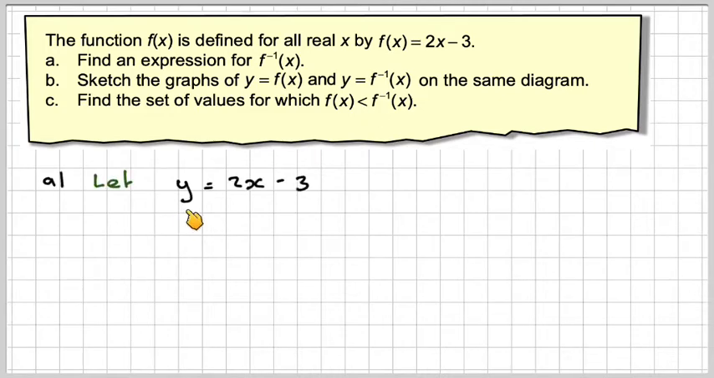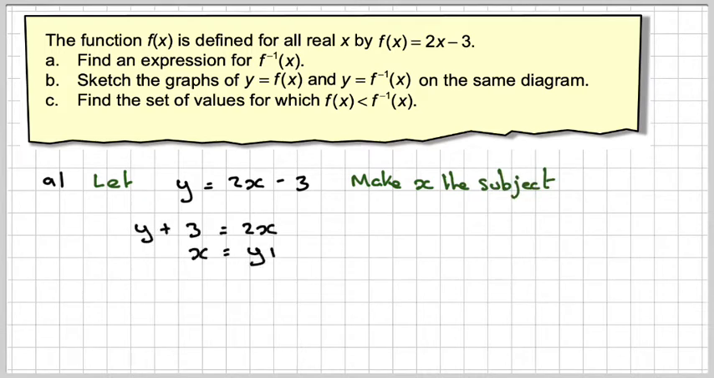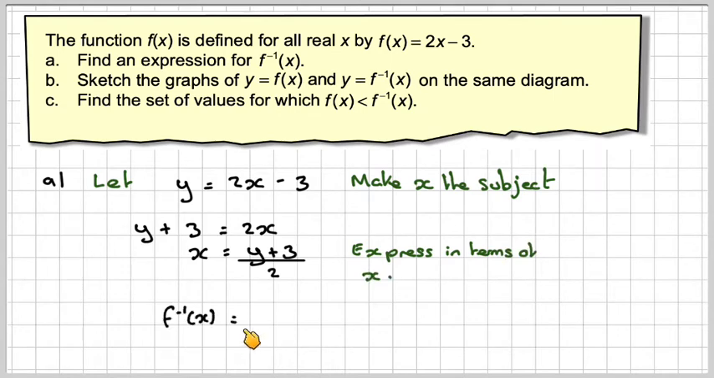Okay, so let y be equal to 2x minus 3. The inverse exists because this is a one-to-one function. What you do is you now make x the subject, so it will now become y plus 3 is equal to 2x, and therefore x will be y plus 3 over 2. Express in terms of x, so f to the minus 1 of x, instead of y we will now write x, we write x plus 3 over 2.